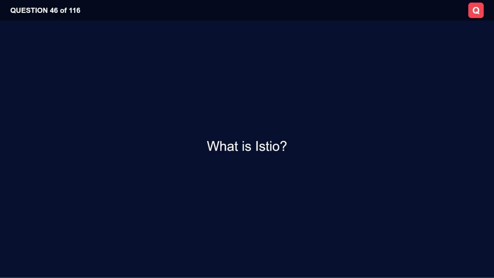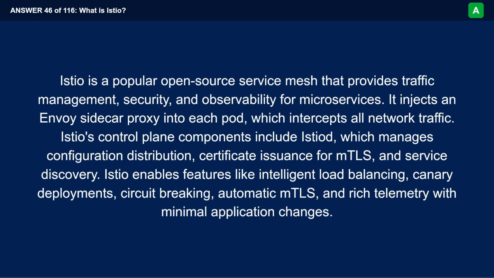What is Istio? Istio is a popular open-source service mesh that provides traffic management, security, and observability for microservices. It injects an Envoy sidecar proxy into each pod, which intercepts all network traffic.